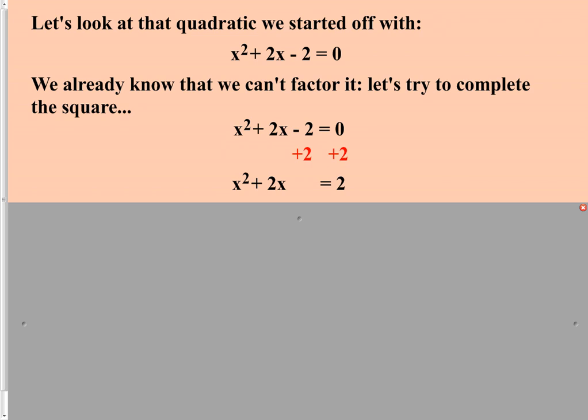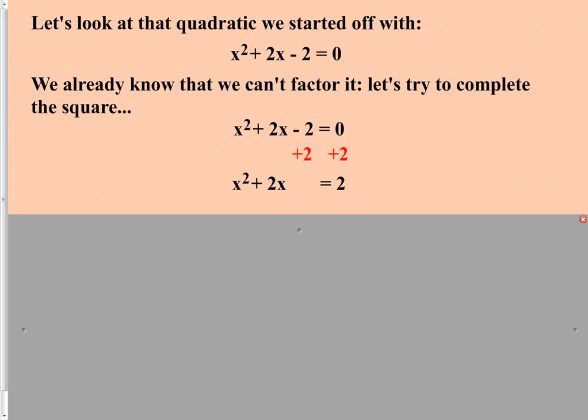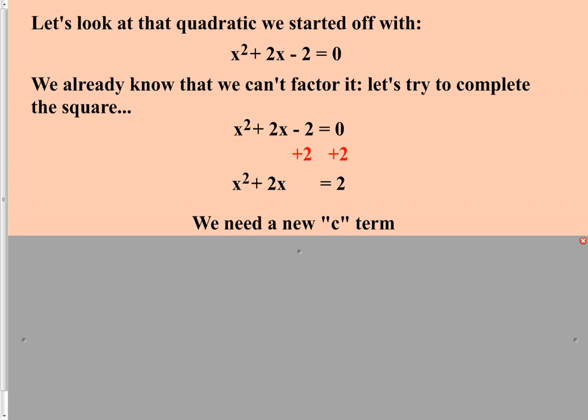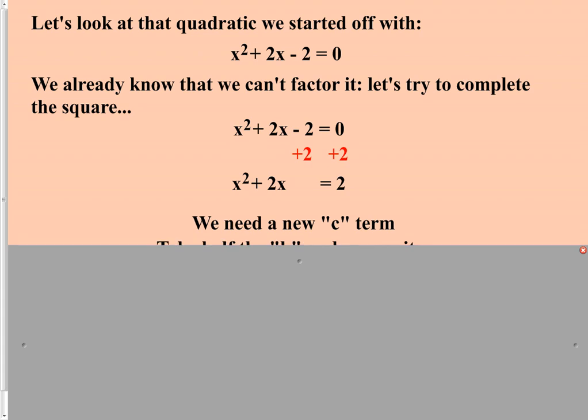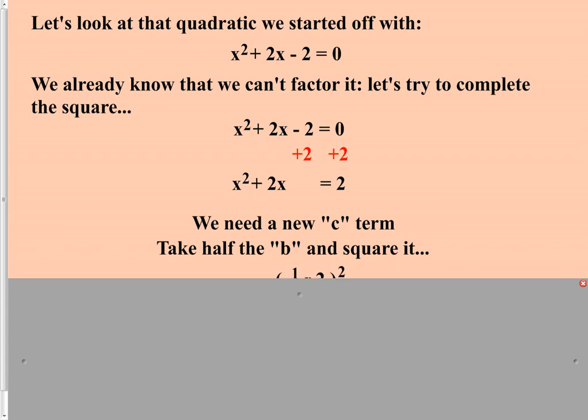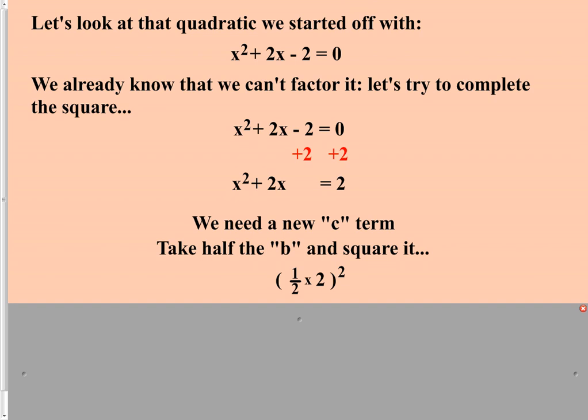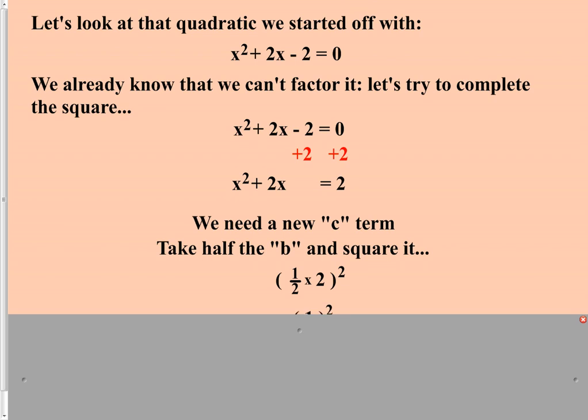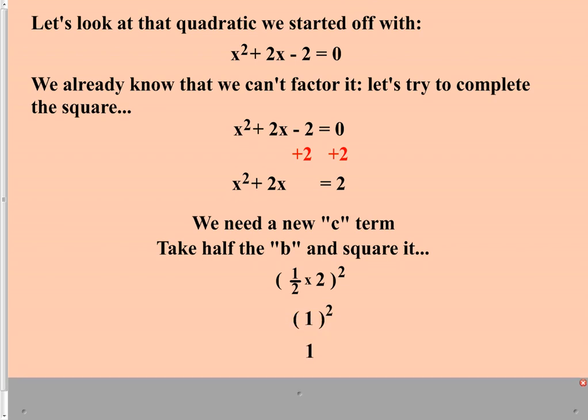But now we need a new c term to take the place of the one that we got rid of. By the process, we will take half of our b and square it. So in this particular case, what is our b value? Well, remember, b is the coefficient in front of x. So our b is a 2. We're going to take half of 2 and square the result. Obviously, half of 2 is just 1, and 1 squared is 1. This is going to become our replacement c term.